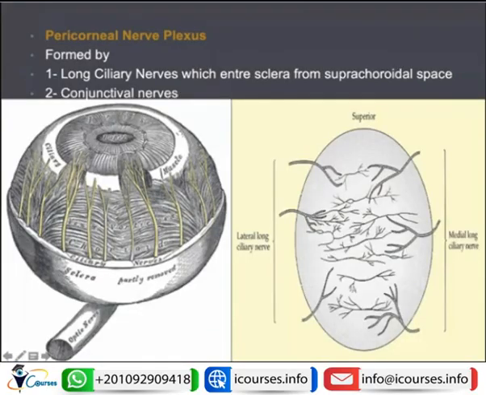When the medial and lateral long ciliary nerves reach the cornea, just before they reach the limbus, they form what's called the pericorneal plexus. The pericorneal plexus is formed by the long ciliary nerves in conjunction with the conjunctival nerves. So the ciliary nerves are joined together with the conjunctival nerves, forming the pericorneal nerve plexus.